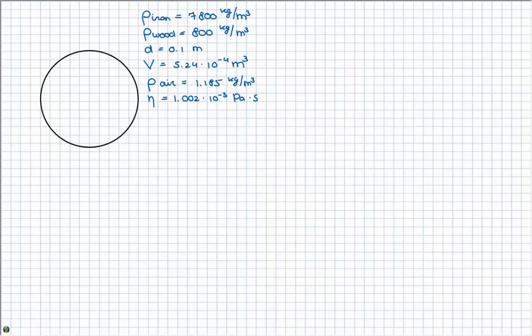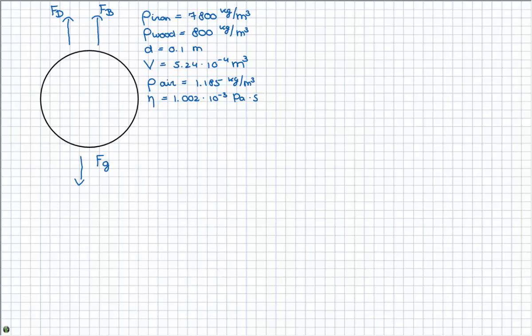Imagine you're at the rooftop of a large building and throw down an iron or wooden ball. What is the eventual velocity the ball will reach? This was the question you had to solve. I've drawn here a ball and some forces are working on it. You have the gravity force, you have the drag force.